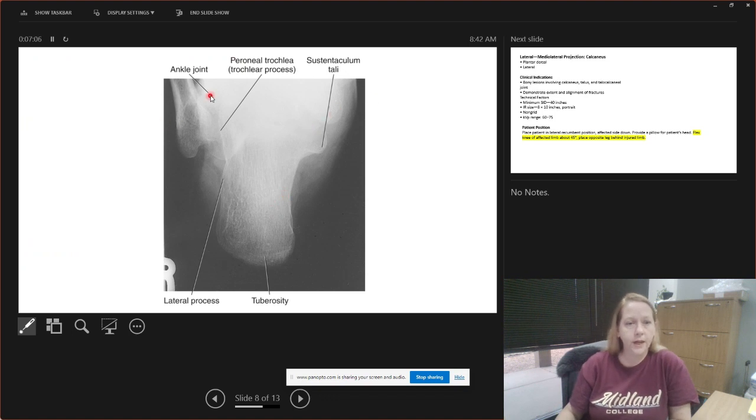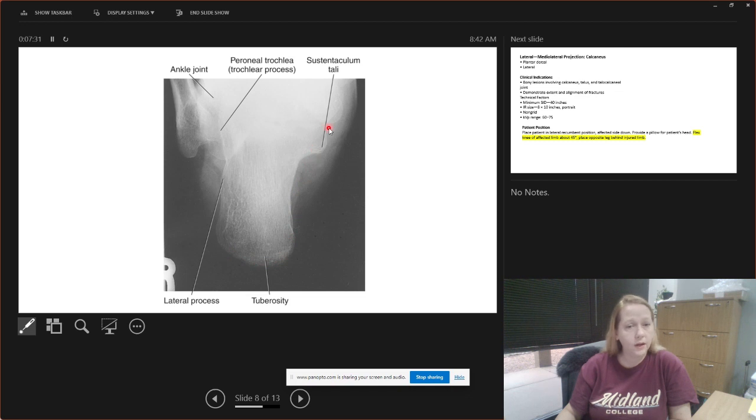So right here we have this big white part, and it's really hard to see through. This is the ankle joint, okay? This is the sustentaculum tali. This is the little part that sits off the side. Here is the base of the 5th metatarsal. Here is the lateral process of the calcaneus bone and the tuberosity.